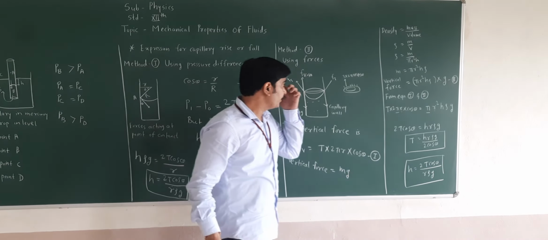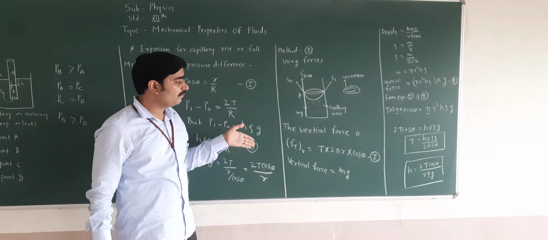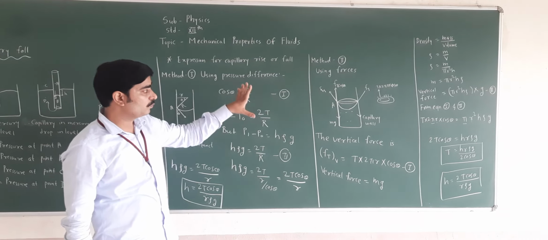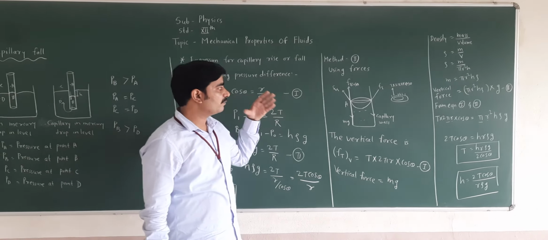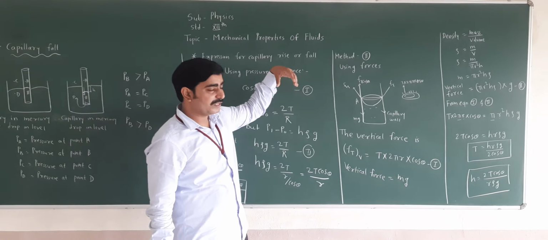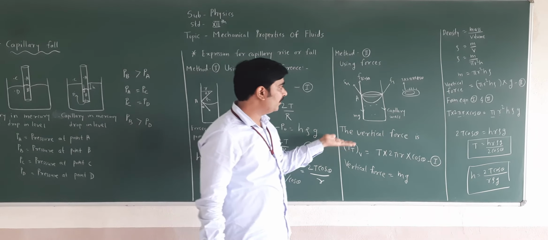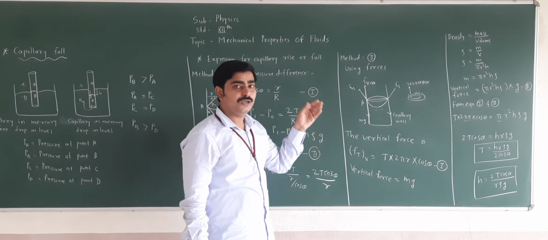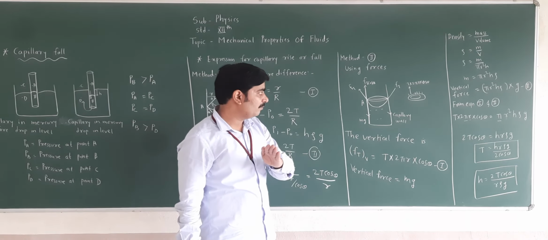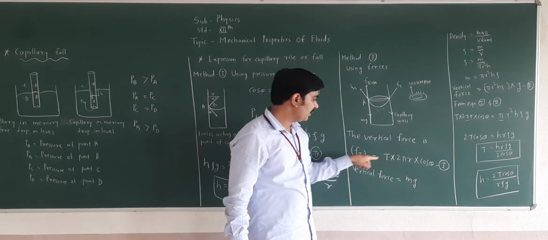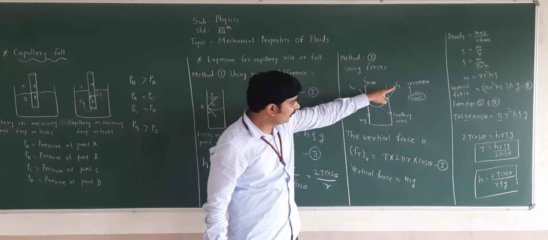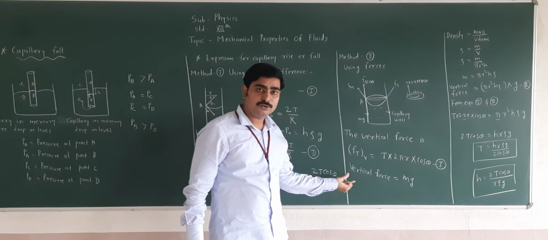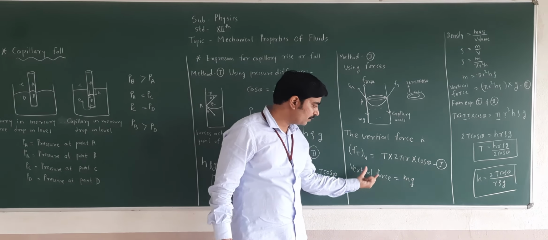In method 2, we have to find the equation for the surface tension or rise of liquid level. So what is the method? First we should draw the diagram properly and explain that in the given diagram, when the capillary tube is dipped in the water, the liquid level rises, and at that time the vertical force acting on the liquid will be balanced with the weight mg. The vertical force here is F_TV is equal to T into 2 pi r into cos theta, equation number 1. This vertical force will be balanced with the weight mg. Vertical force is equal to mg.